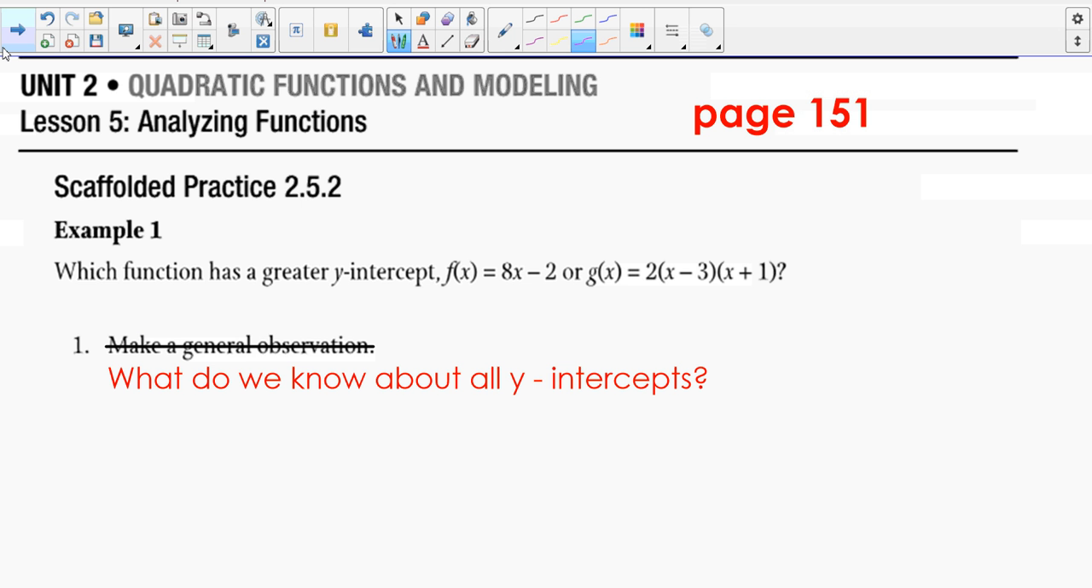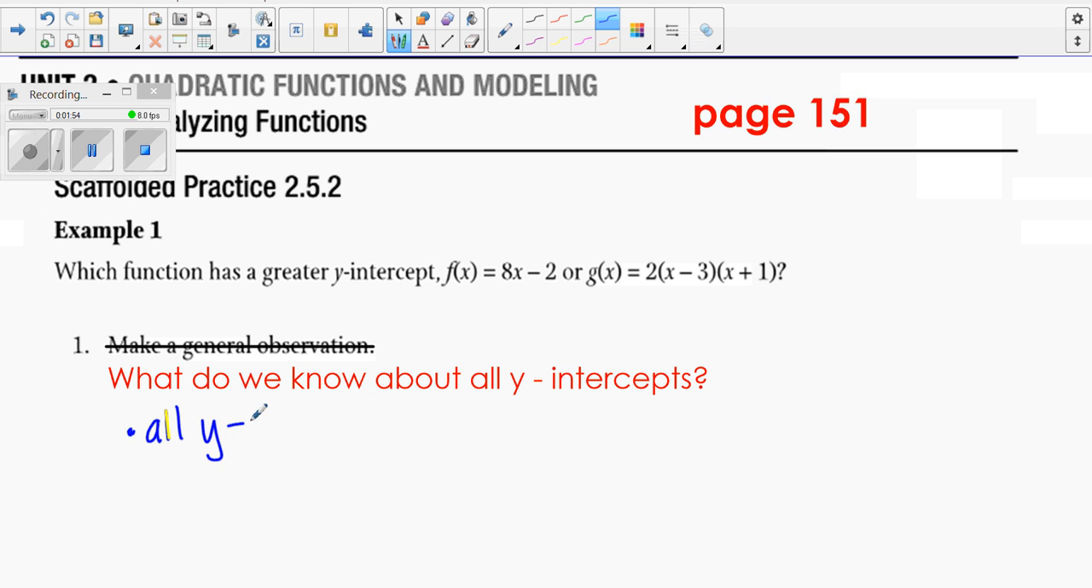So on page 151 in your book, example number 1 says, which function has a greater y-intercept? f of x equals 8x minus 2, or g of x equals 2 times (x minus 3) times (x plus 1). The first thing we need to talk about is what we know about all y-intercepts. For every y-intercept, we know that all y-intercepts have an x value of 0.